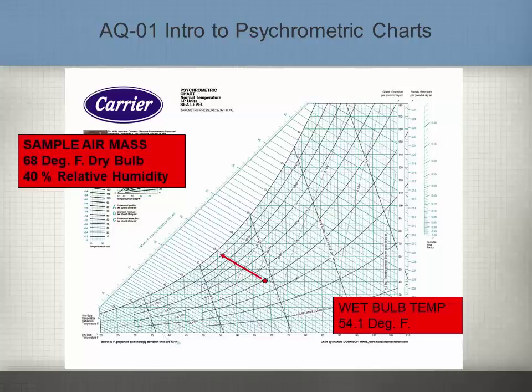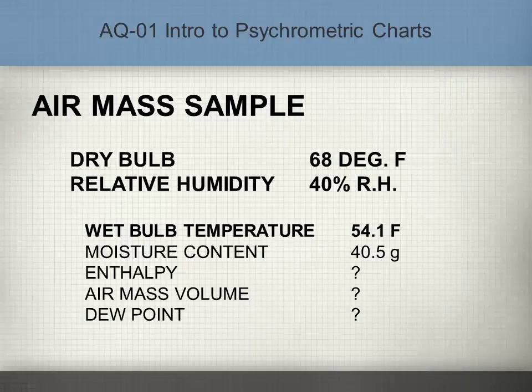With a sample air measuring 68 degrees Fahrenheit dry bulb temperature and 40% relative humidity, we find the wet bulb temperature when we locate the diagonal line traveling to the top left. Notice that the endpoint of this diagonal line is 54.1 wet bulb temperature.